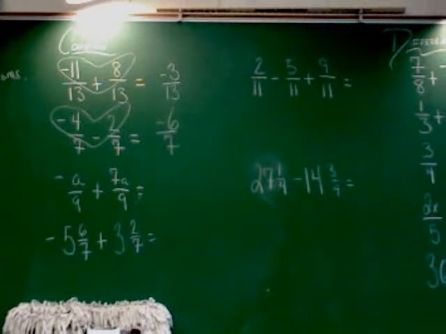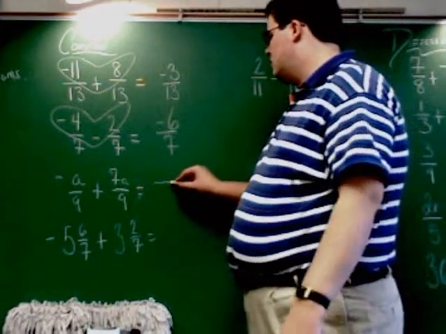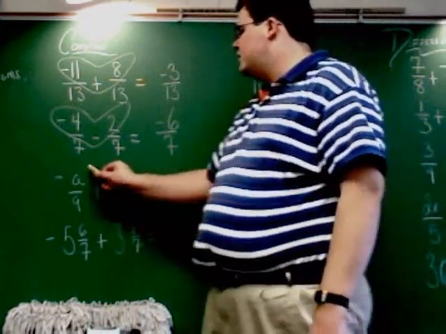Now, the next problem looks a little bit different, but it's still the exact same thing. I've got negative a over 9 plus 7a over 9. Again, the denominator stays the same, so the denominator is still 9. The only thing that changes is the top part.